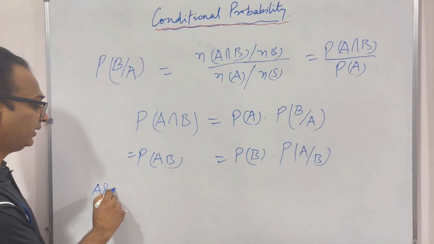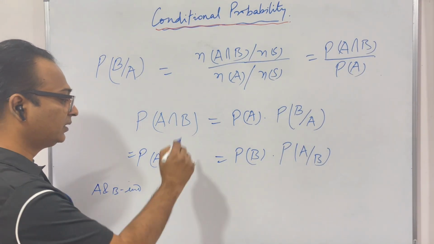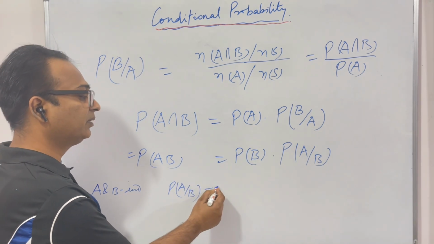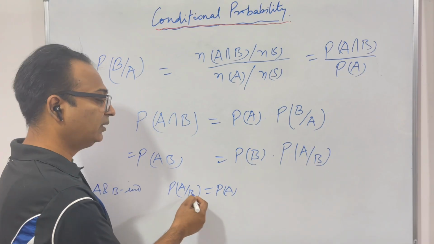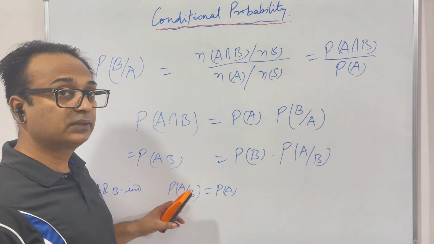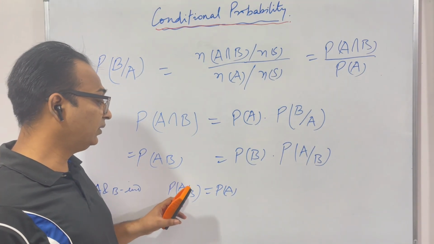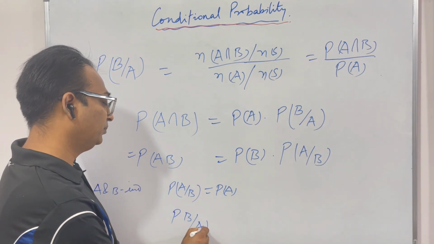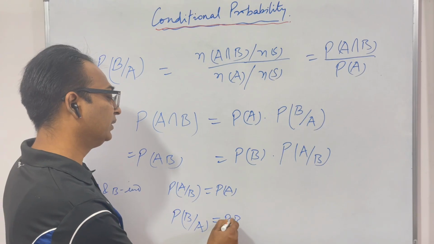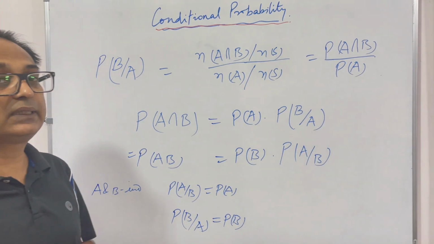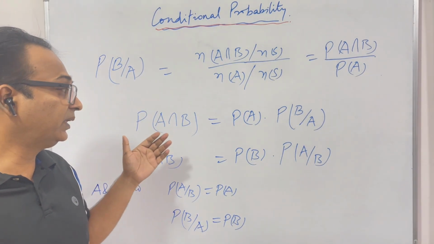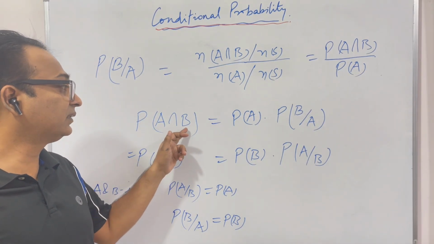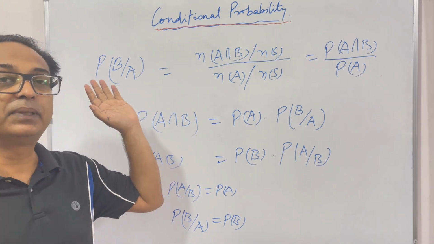If A and B were independent, this P of A when B has occurred will be equal to P(A). Why? Because A and B are independent. It doesn't matter anything for B. P(A/B) will be P(A) only. Similarly, P(B/A) will be P(B) only. Therefore, when we were studying probability for independent events, we had seen P(A intersection B) was P(A) into P(B) simply.